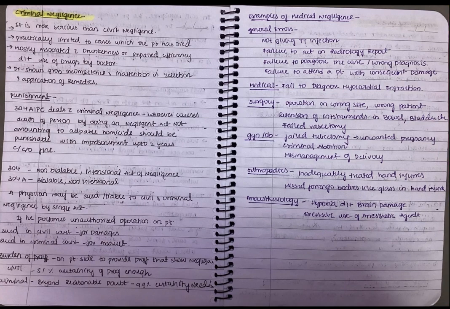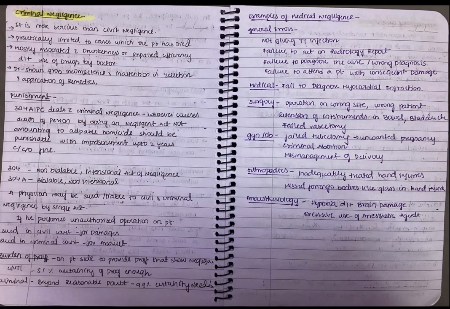Examples of medical negligence: general errors like not giving TT injection. When the patient has come with an injury, the doctor has not given TT injection. Later, the patient developed tetanus. It's an example of medical negligence. Failure to act on the radiological report, not making the right diagnosis, or failure to diagnose myocardial infarction, or operating on the wrong side, wrong patient, retention of instruments inside the body, and in cases of failed tubectomy or failed vasectomy, which leads to unwanted pregnancies, it is also medical negligence.